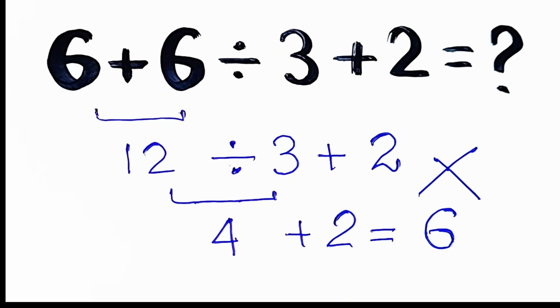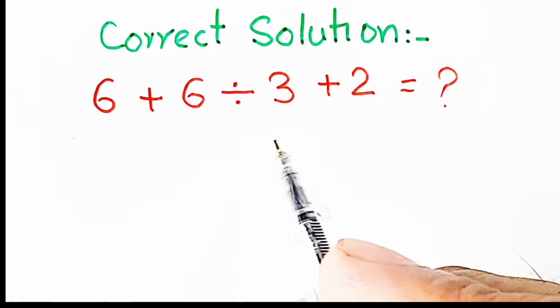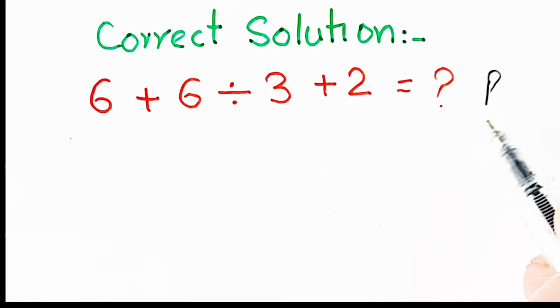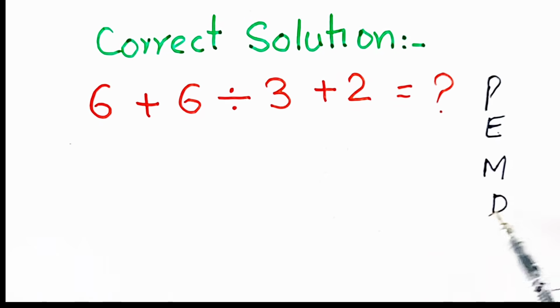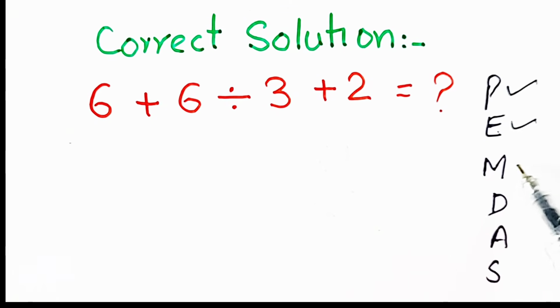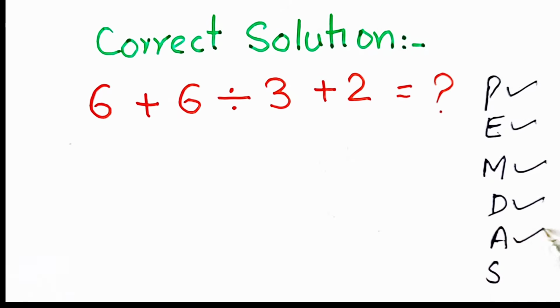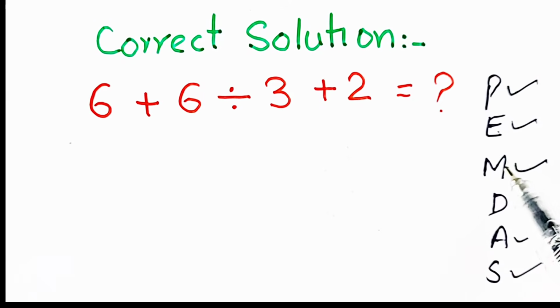It means we have to solve the question again. Actually, we have to apply the PEMDAS rule here: parentheses, exponent, multiplication, division, addition, and finally subtraction. These are the rules in order.